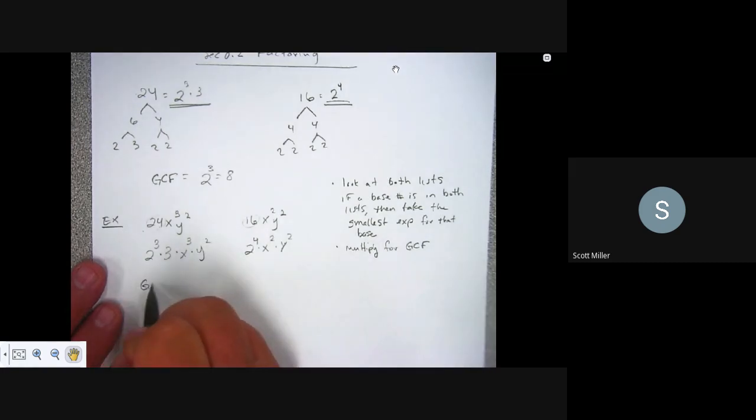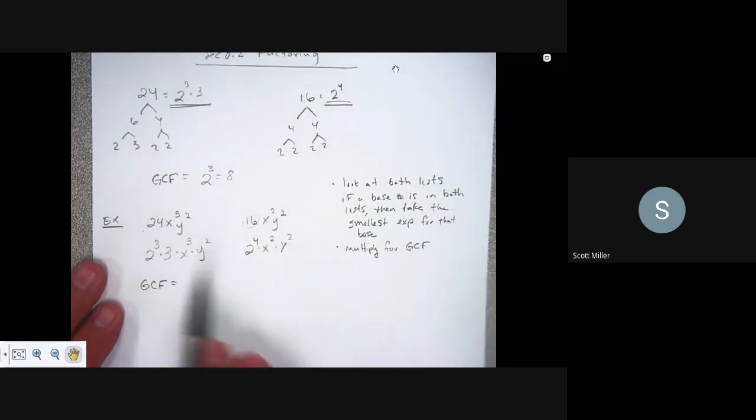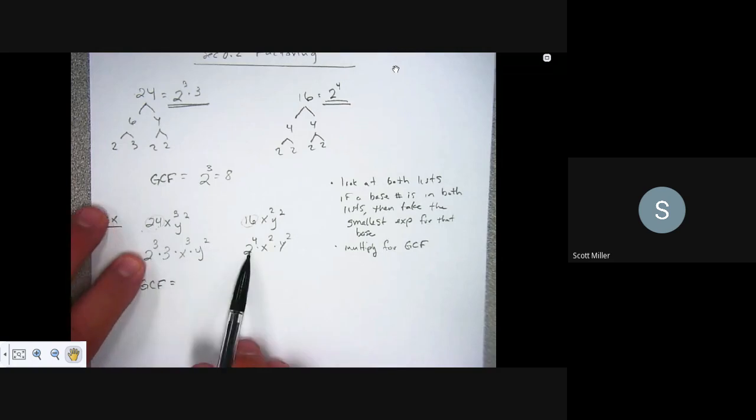So my GCF, based off of this right here, look in both lists. The big numbers are the base numbers, the little numbers are exponents. And remember, exponents are not numbers, they're exponents. Is there a 2 in both lists? Yes, write a 2 down.